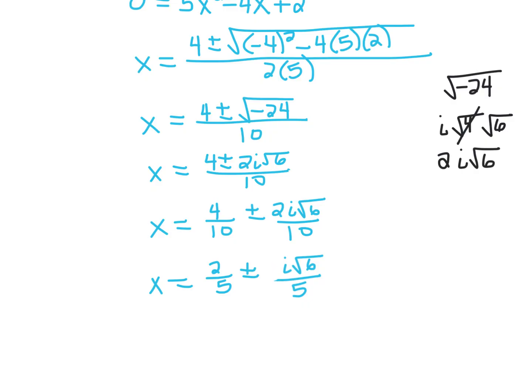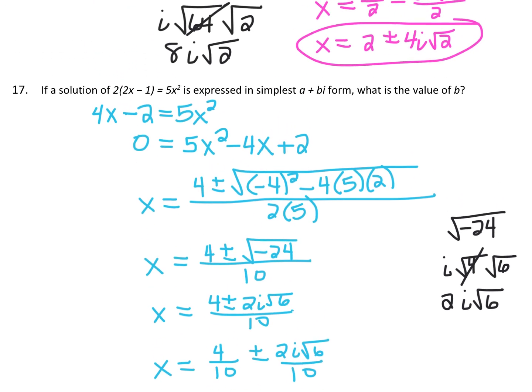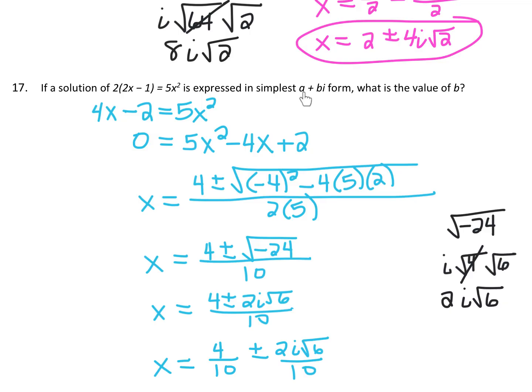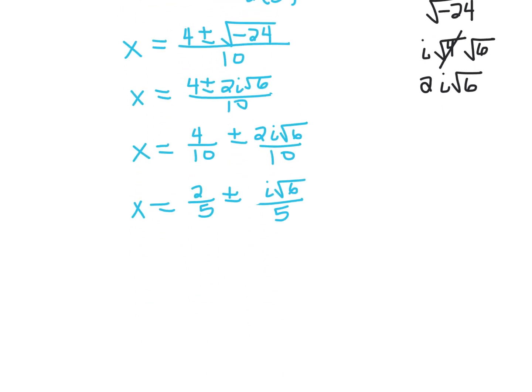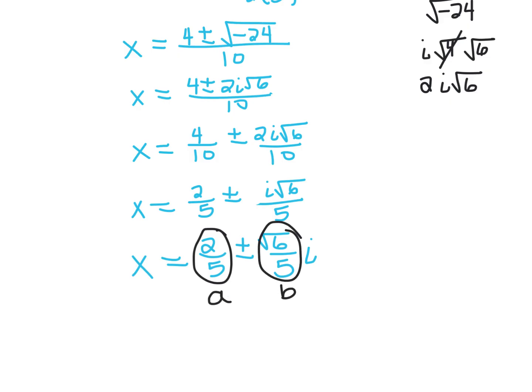And then the other thing is, I'm going to come back up to the question. They said that if this is expressed in simplest a plus bi form, what is the value of b? So b is going to be the number in front of the i. So I'm going to take this i right here and move it to the end of our fraction. I'm going to rewrite this as 2/5 plus and minus radical 6 over 5 i. The only reason I did that is because I wanted us to see this would be our a, this would be the b, and this would be the i. They wanted us to find the value of b, so b would be equal to radical 6 over 5. That would be our answer here.